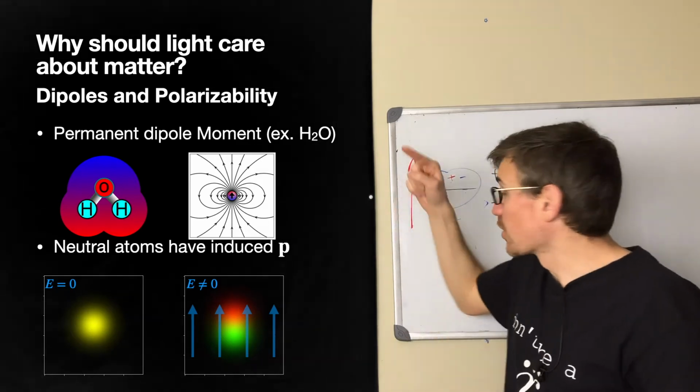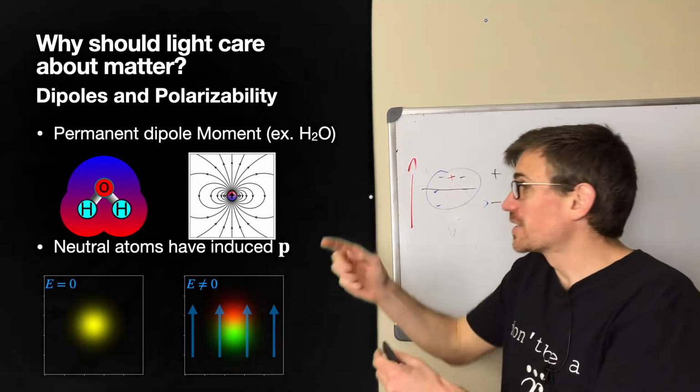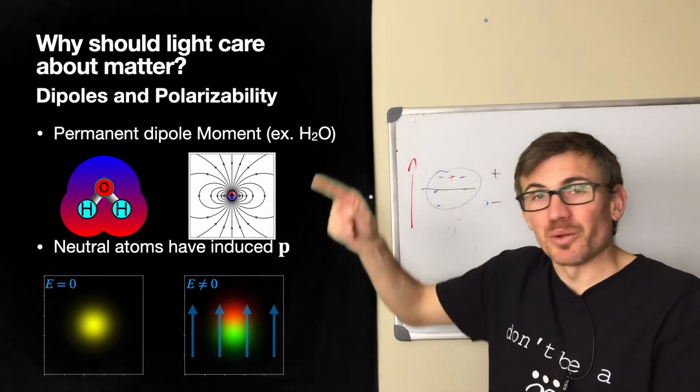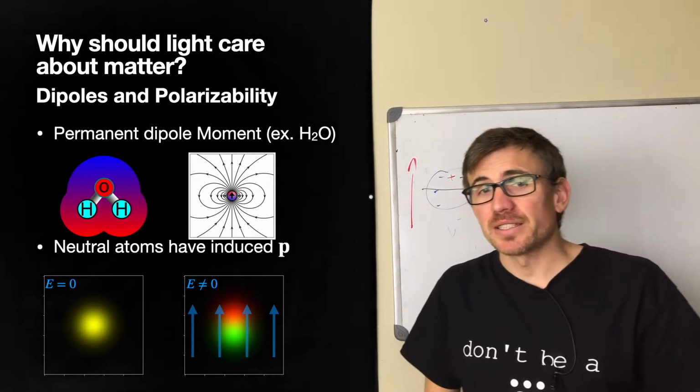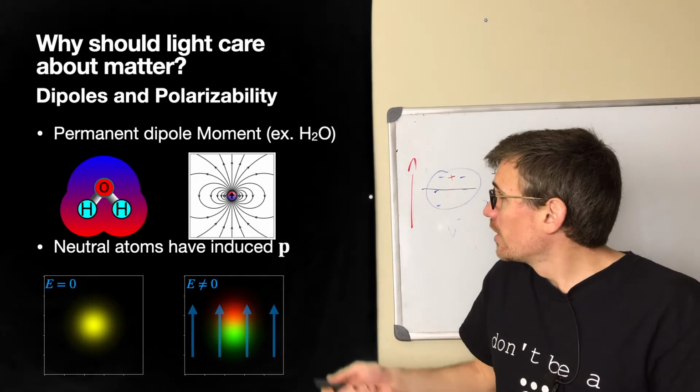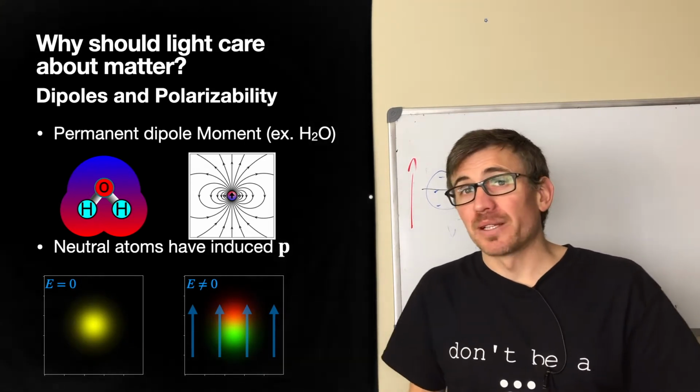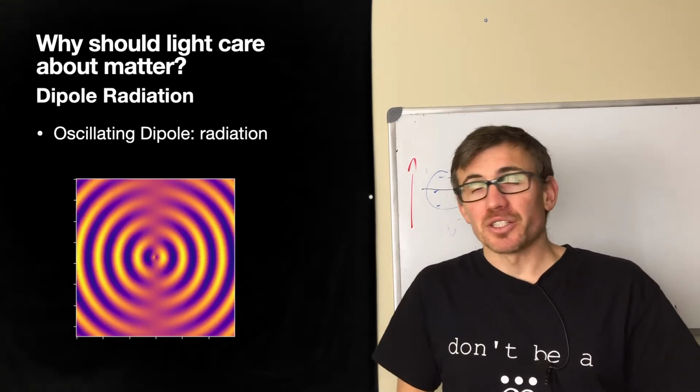I have a wiggling charge, that's an accelerating charge, that's going to emit a sinusoidal radiation pattern, right? So that's actually going to be a source of radiation. So a wiggling dipole is an emitter of electromagnetic radiation. And here's a picture of what that field looks like.